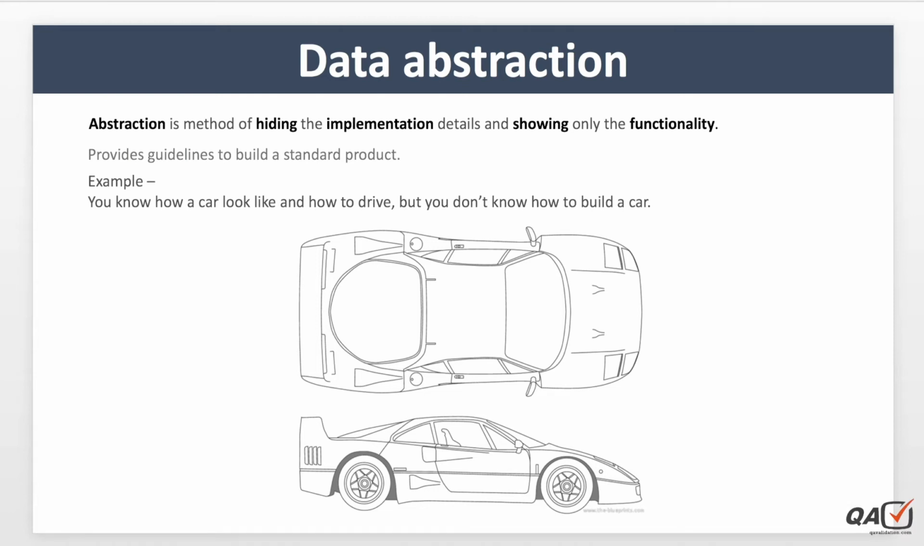To QAvalidation.com. So in our Java for QA video series, the next topic is data abstraction. Okay, so this is again one of the concepts of object-oriented programming.